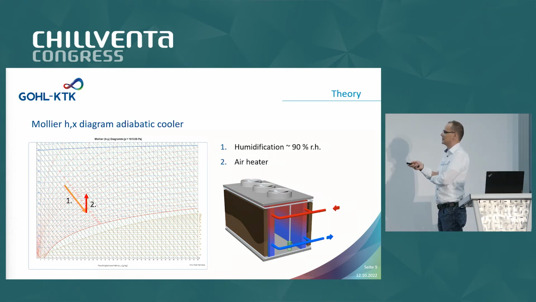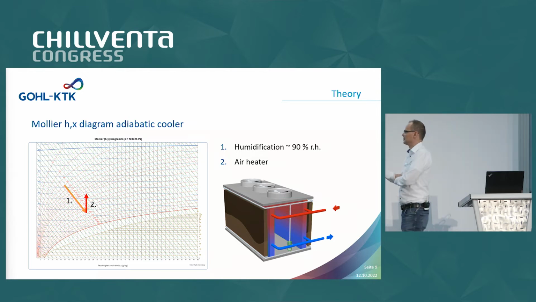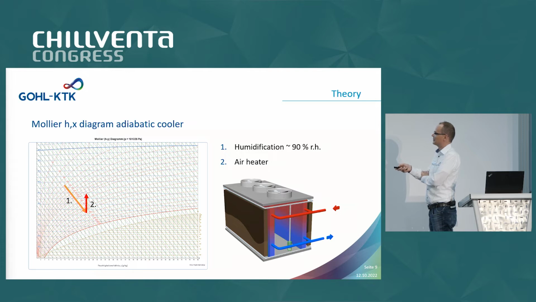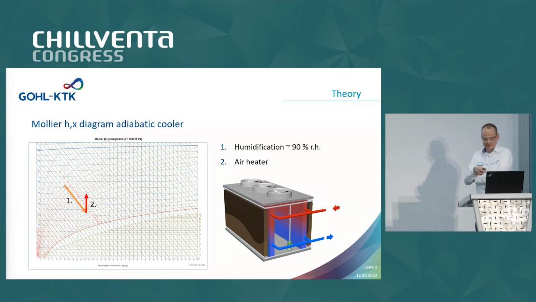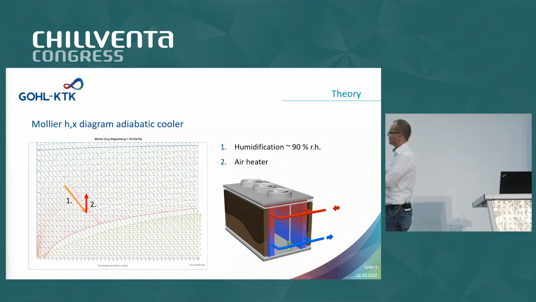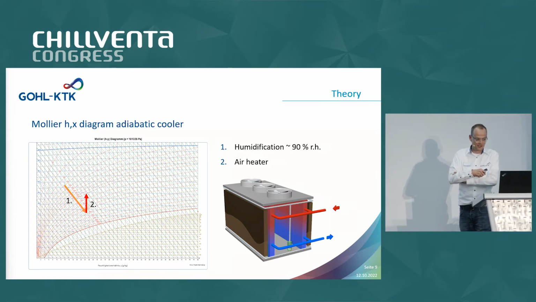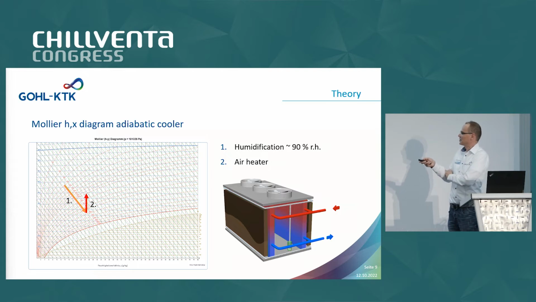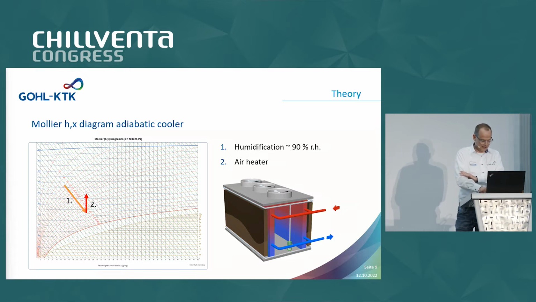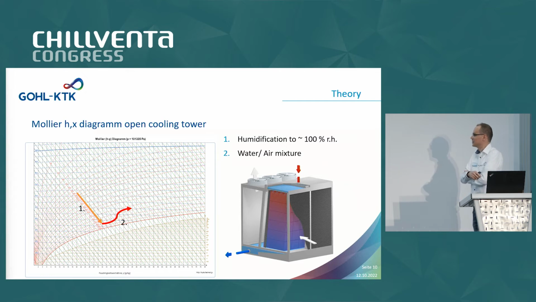What happens in the Mollier HX diagram is we have the air inlet, we humidify via the pad, and as a rule we won't reach the 100% humidity line here. I think it has moved a little bit up, because we should reach here with the pads around 90% of relative humidity. Afterwards, we have a heating process, which simply lifts the temperature back up to the temperature in the air outlet.